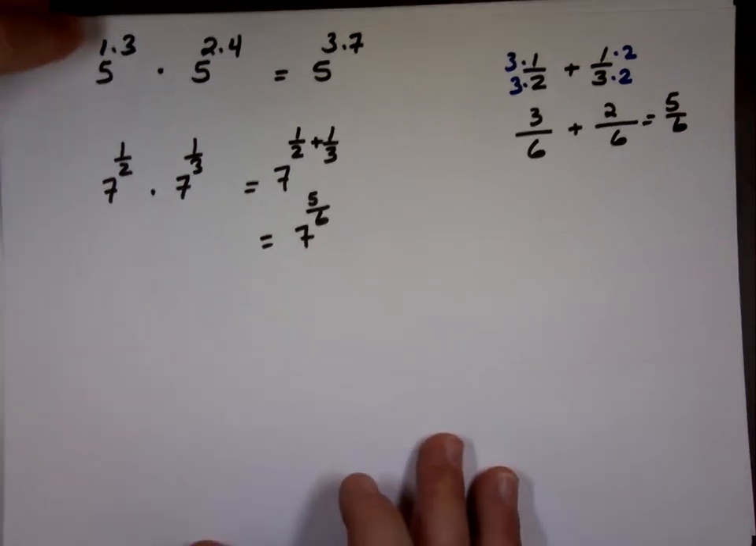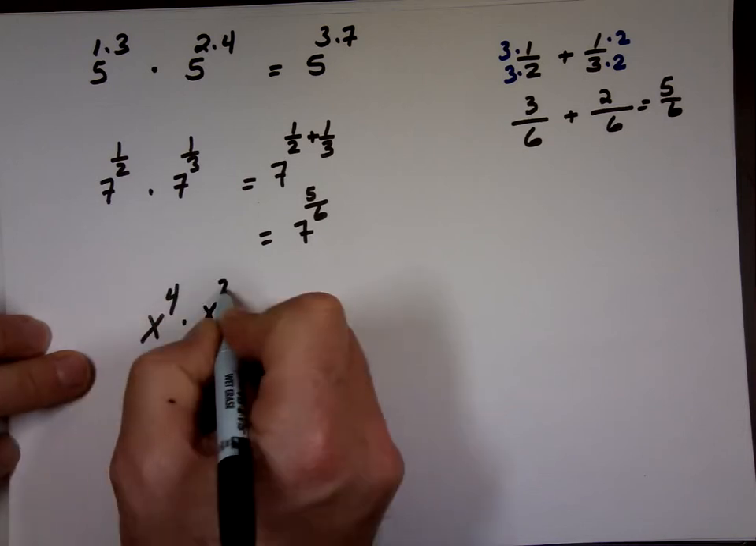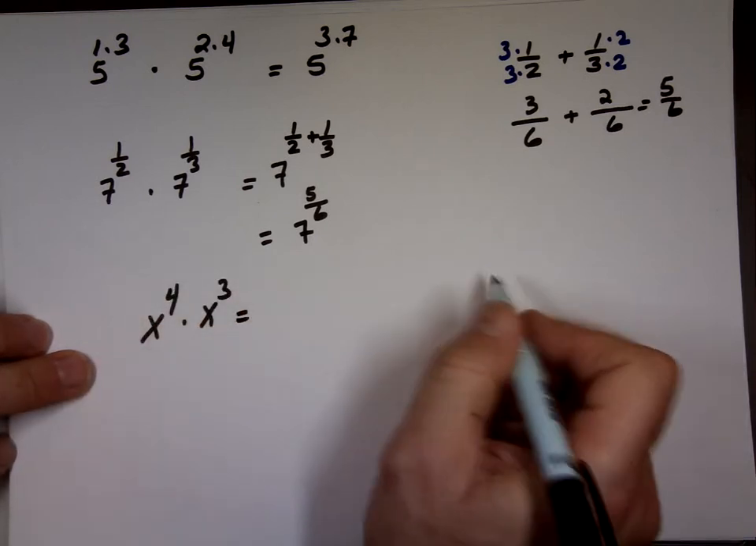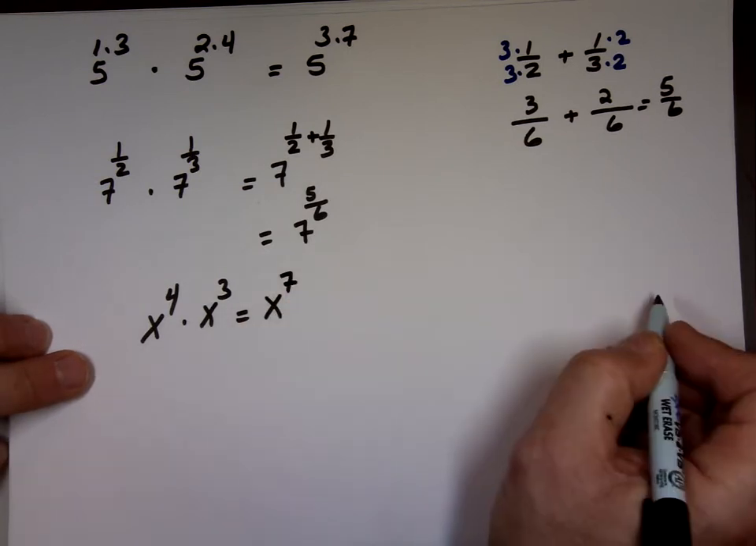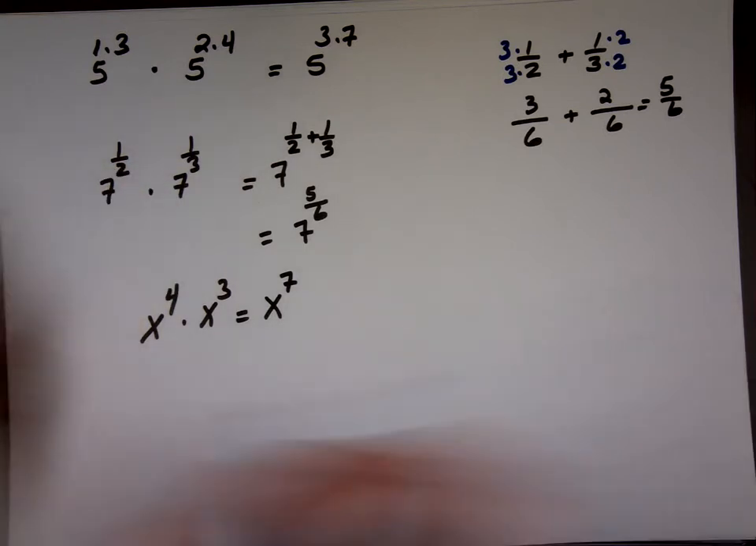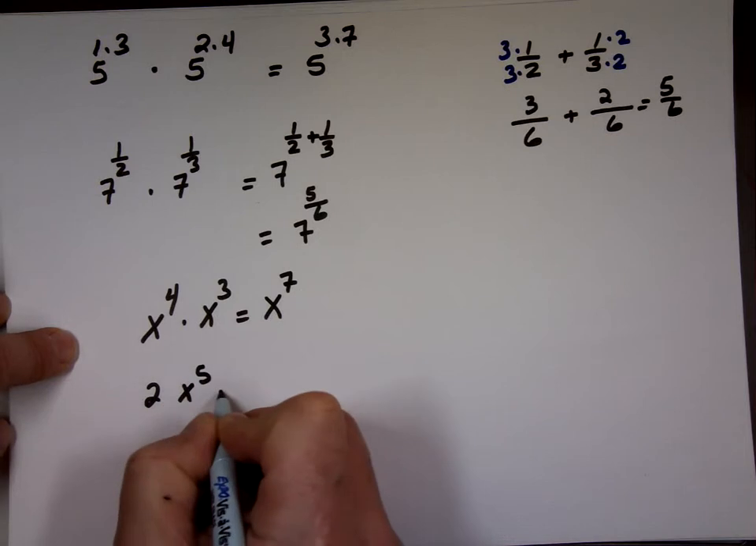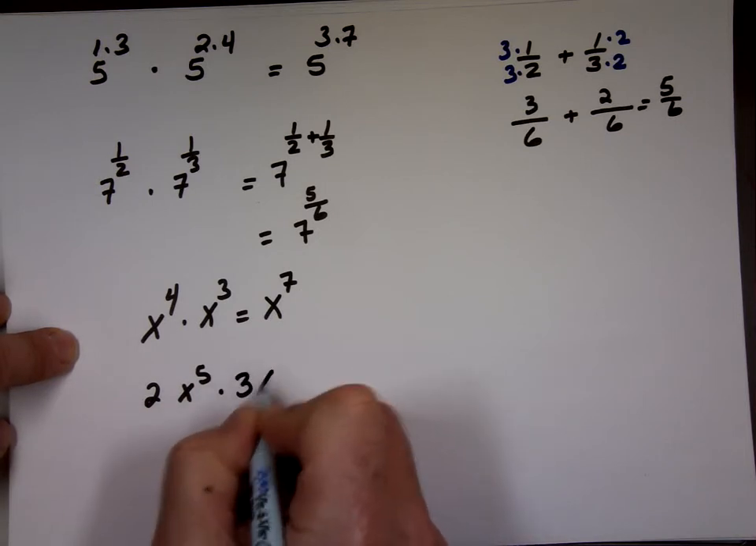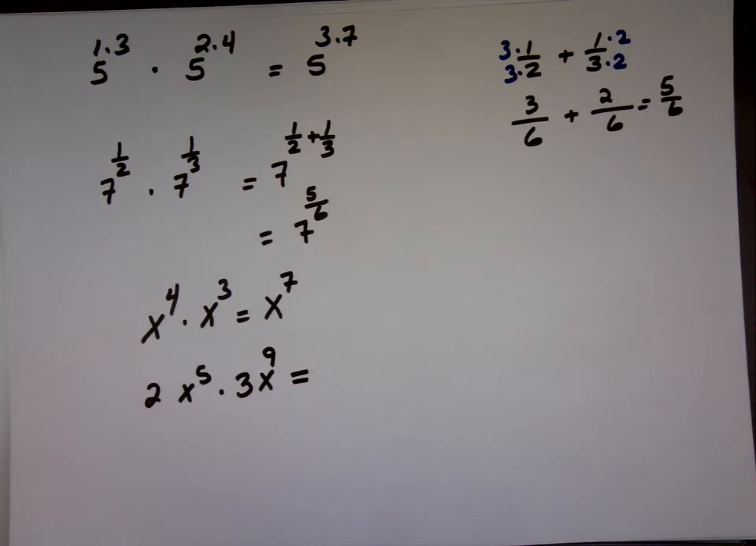Let's put x's. What's x to the fourth times x to the third? X to the 7. I'll put a twist here. What is 2x to the fifth times 3x to the ninth? 5x to the 14th. Why 5?